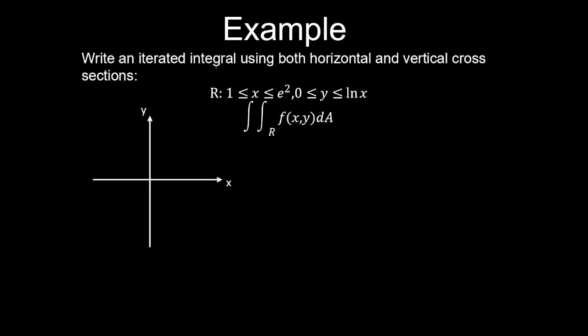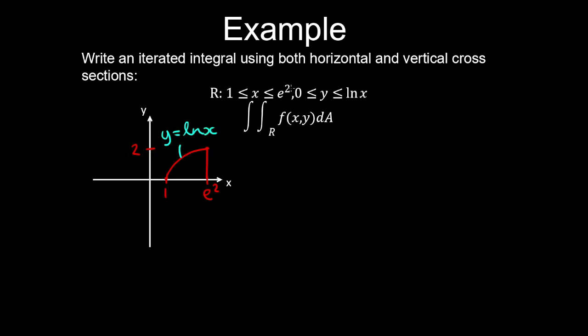Write an iterated integral using both horizontal and vertical cross sections. So x is between 1 and e squared, and y is between 0 and a natural log of x. So the natural log of 1 is 0, and a natural log of e squared is 2. So our curve looks like this. And this here is our region. So we have this curve defined by y is equal to the natural log of x.